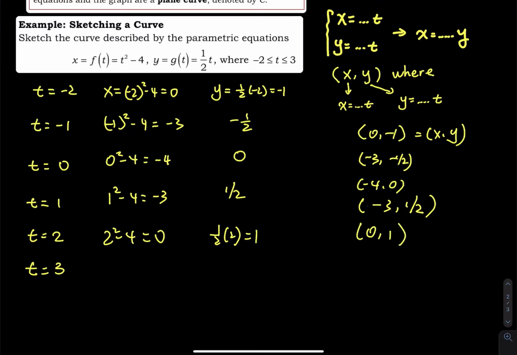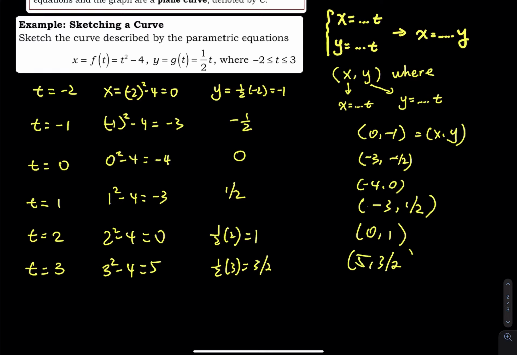They must be in order, and the t must be in ascending order. Ascending order means you go from the smallest possible t to the biggest possible t. And then when t is equal to 3, we have 3 squared, 9, minus 4 is equal to 5, and then 1/2 times 3, so this is 3 over 2, so that we have 5, 3 over 2.